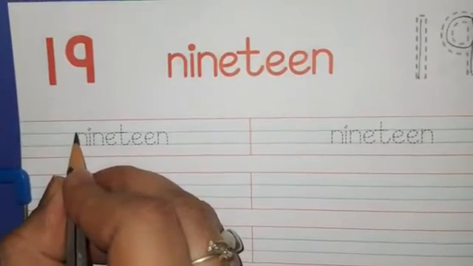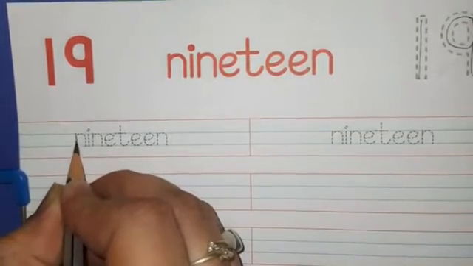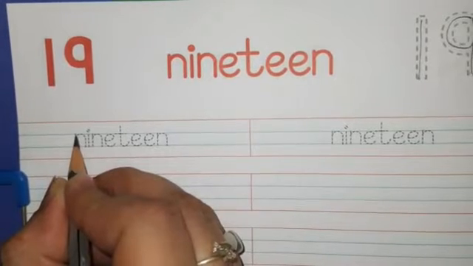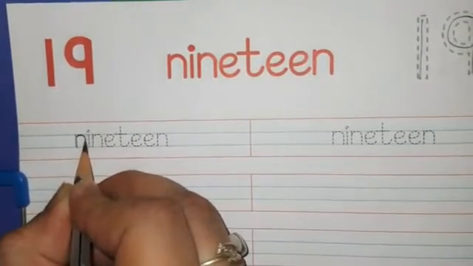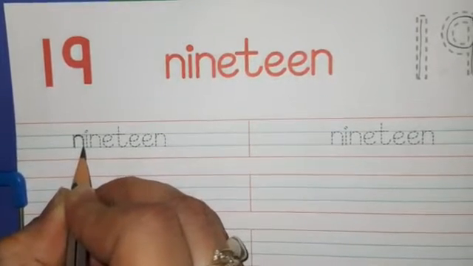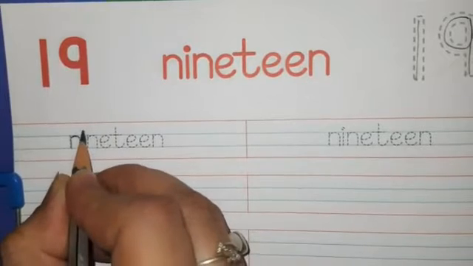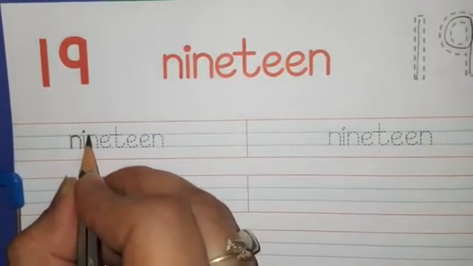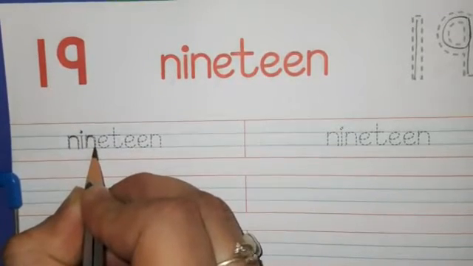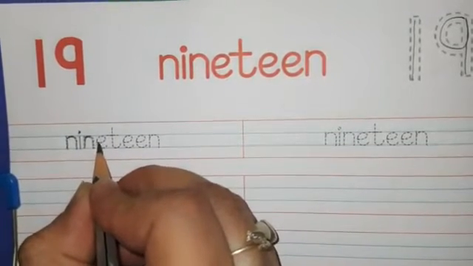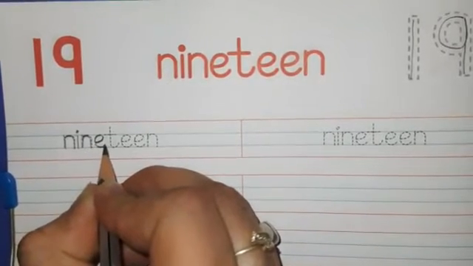For small n, start from the first blue line, standing line, go up, touch the first blue line, curve, come down, standing and touch the second blue line. For I, standing line and dot on the top, then again N between the two blue lines. For small e, slanting line and a C curve between the two blue lines.